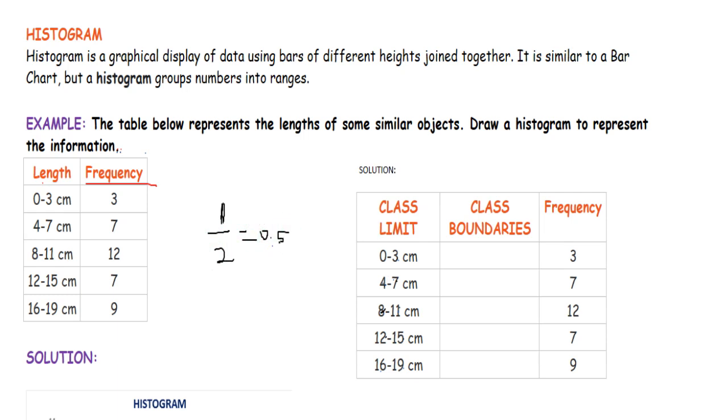So 0.5 will be subtracted from this class limit, and it will be added to the upper class limit of the previous class. So all these limits are the lower class limits. You need to subtract 0.5 from all these limits, and you add 0.5 to all these upper class limits. So let's do that now.